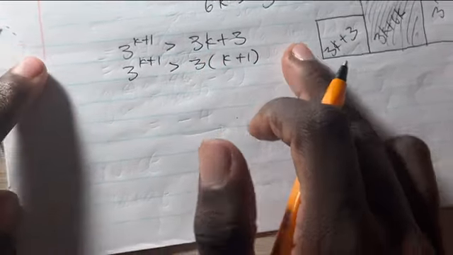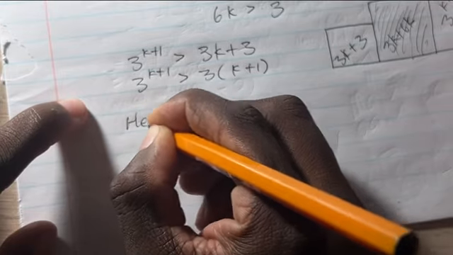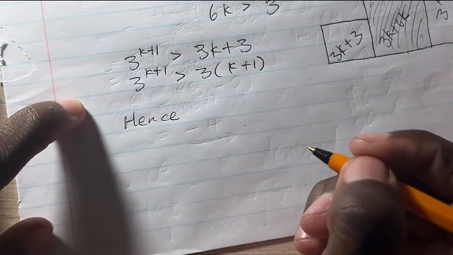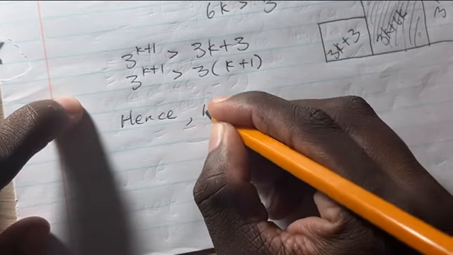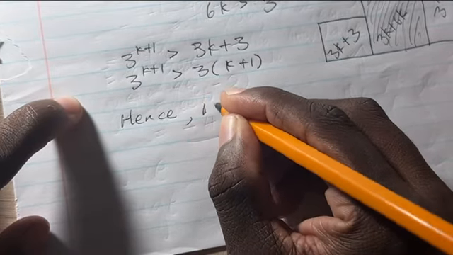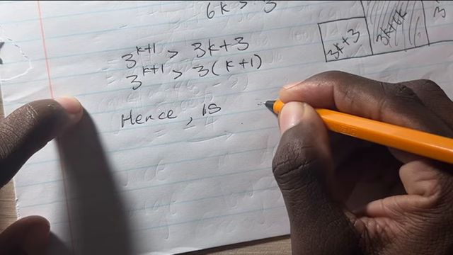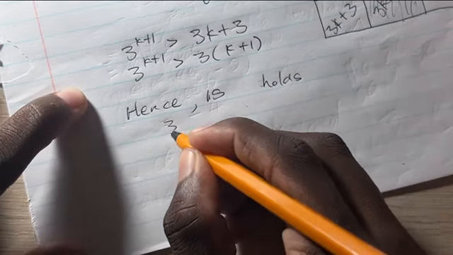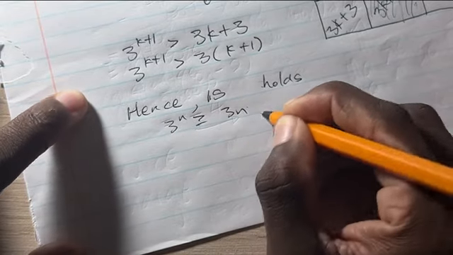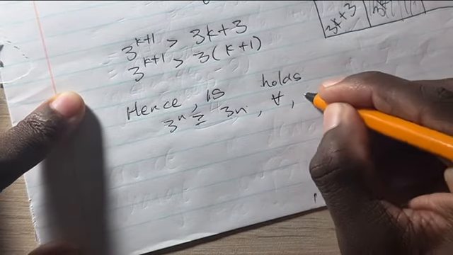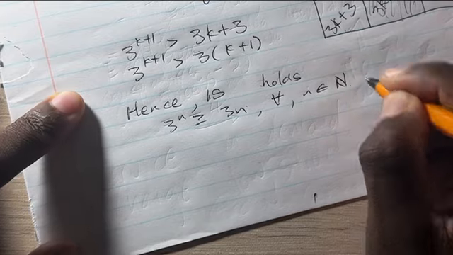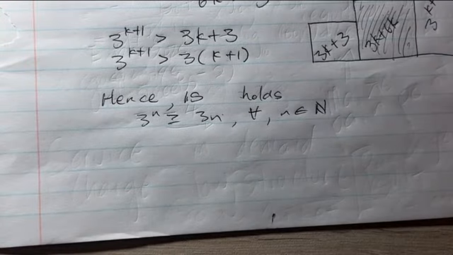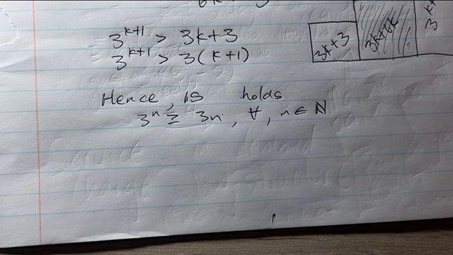So we have this. We can just say now, hence, I'm actually lazy. Base, inductive step holds, and 3 to the n is greater than or equal to 3n for all integer values of n. Yeah, that's the entirety of that question. Inductive hypotheses and like bases and stuff. Let's go to the next one.